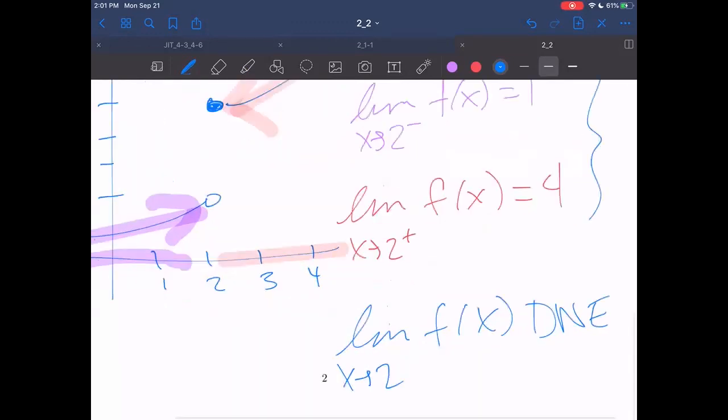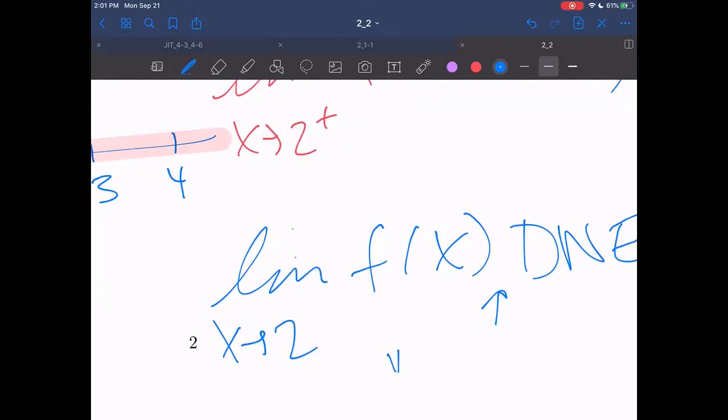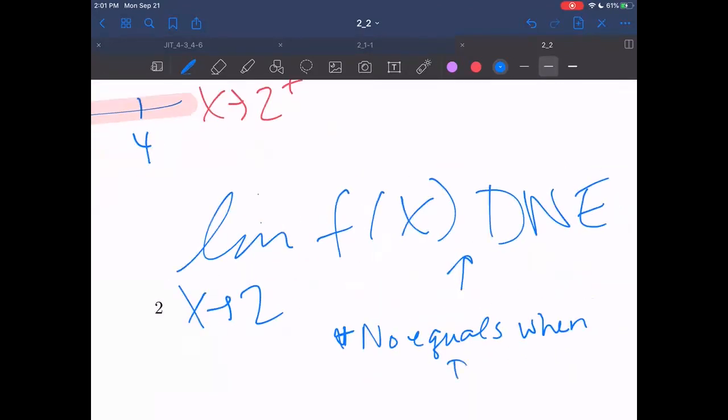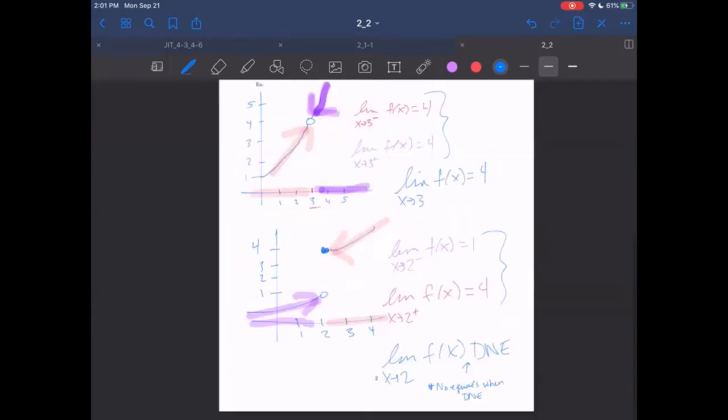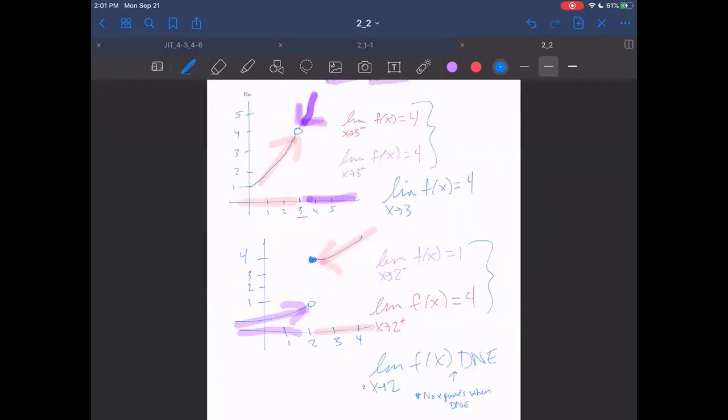Okay, so kind of a note: no equals when it does not exist. But that's our general idea with limits, and that's how our right-sided limits and our left-sided limits are related to each other.